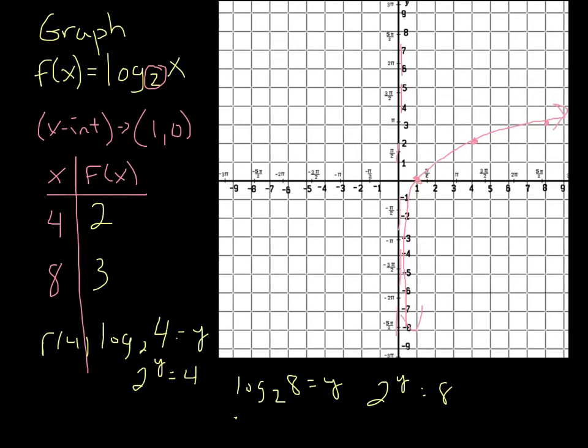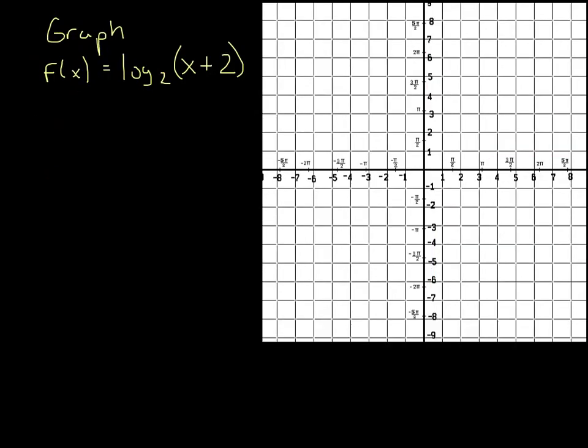Okay? And now all these logarithmic functions have the same basic shape. They're all going to come up along that asymptote, go through 1, 0, and then continue to increase, and the rate of the increase depends on the size of the base. The larger the base, the larger the increase, or the faster the rate of increase. Okay? So let's look at another one. Here's the function log base 2 of x plus 2. So here's an example of our transformation.